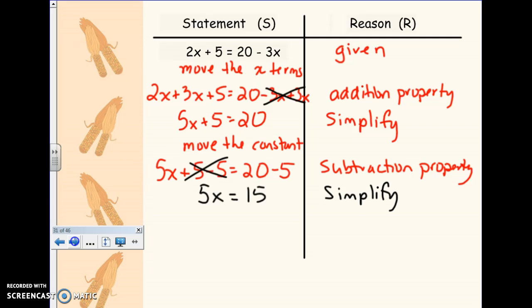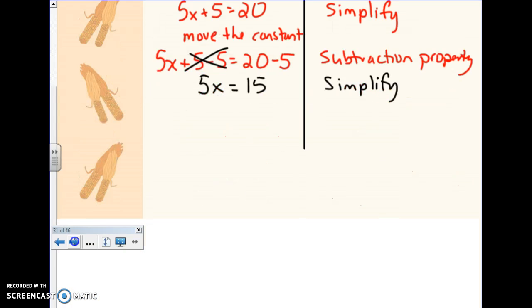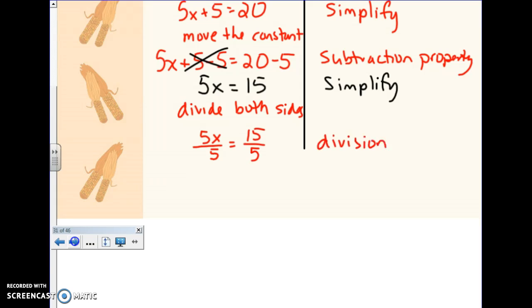And then lastly, I'm going to use the division property. All right, so I'm going to need to divide both sides. So 5x divided by 5 will remain equal to 15 divided by 5 because of the division property. And if I simplify that, I get that x equals 3. All right, so that's an example of what we're going to be working on when I say algebraic proofs in class next time.